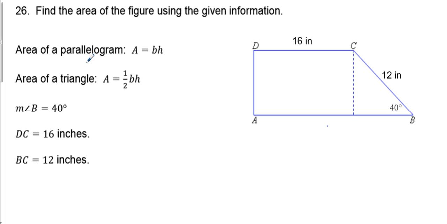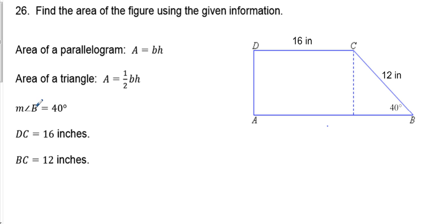Area of a parallelogram, which is the same formula for area of a rectangle. We know that's equal to base times height. And that's what we have over here. We have a rectangle. The area of a triangle, the formula for that is 1/2 base times height. So that's what we have here. Now, in order to find the area of the figure, we need to find the area of the rectangle, the area of the triangle, and then add both of them up.